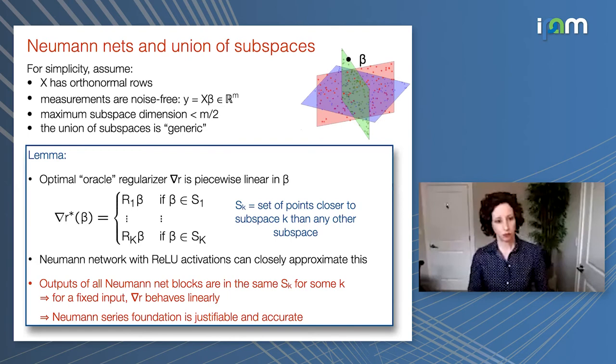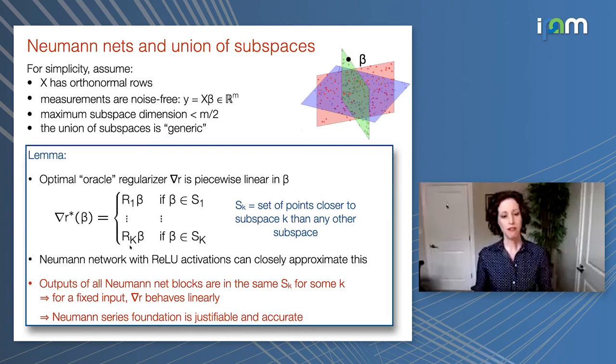Okay, so in particular, what we can show under some relatively benign assumptions is that if we were to consider what the optimal regularizer gradient, grad R, is in this union of subspaces setting, it should be piecewise linear in beta. In other words, if I have an image beta and I want to compute the optimal regularizer gradient, it would correspond to a linear operator times beta for all the betas that correspond to one subspace, and then a different linear operator times beta for all the betas that belong to the next subspace. So the union of subspaces structure of the betas leads to a piecewise linear optimal gradient. This is what we would hope to ultimately learn, since it is what we would strive for if we knew the union of subspaces in advance.